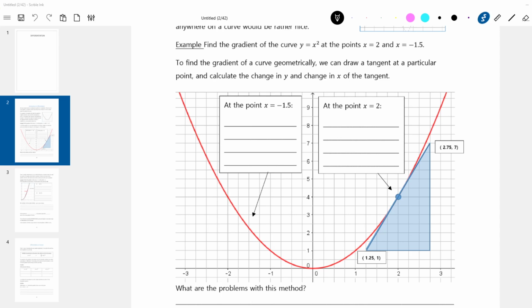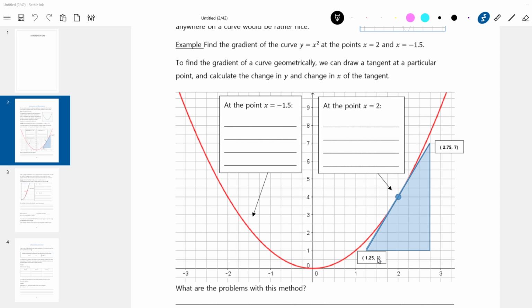Now, you might have done something like this at GCSE level. What we can do to estimate the gradient is we can draw a tangent line on with our ruler and get two coordinates from that tangent line and work out the change of y and the change in x from there. So for example, here's one I've already done. I've drawn a tangent line like so.